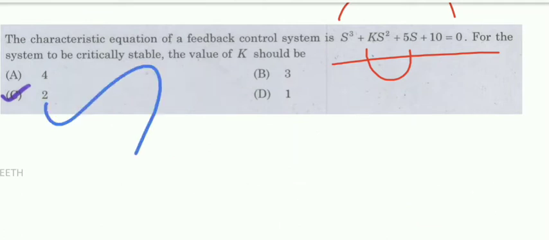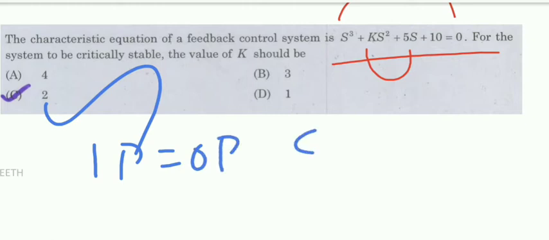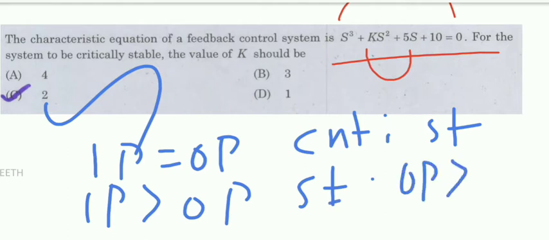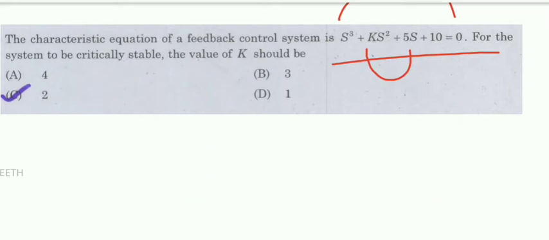You can use Routh-Hurwitz criteria also and you can find. I did the same thing, but for third order only we have to follow this method. Again I write, if inner product is equal to outer product of coefficients, then it is critically stable or marginally stable. If inner product is greater than outer product, then it is stable. That is the condition for stability. If OP is greater than inner product, then it is an unstable system. Like that you can compare for any question.